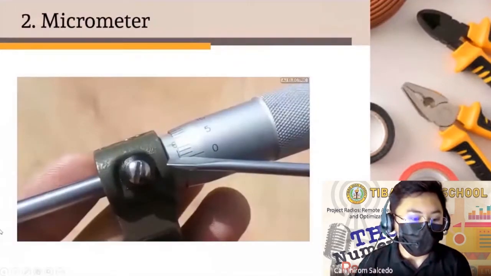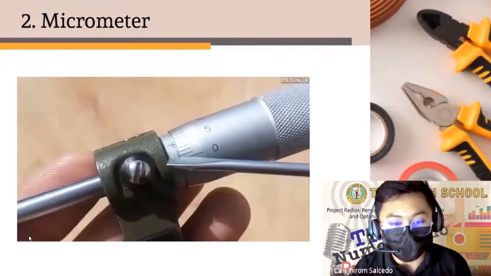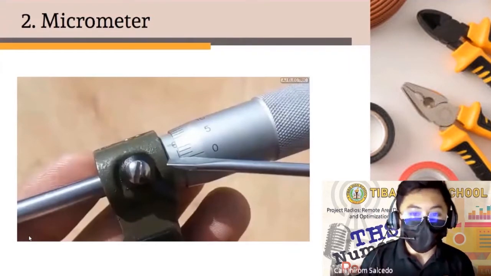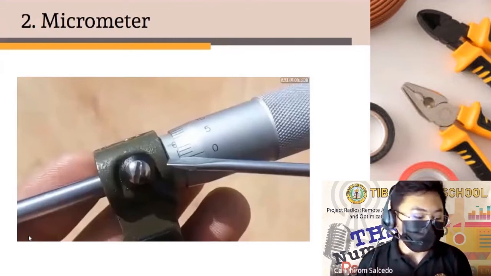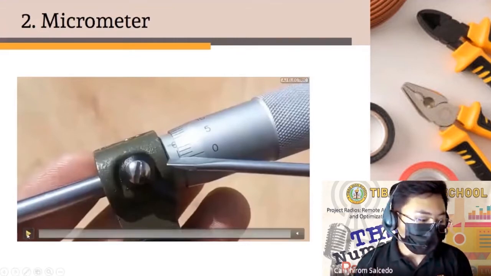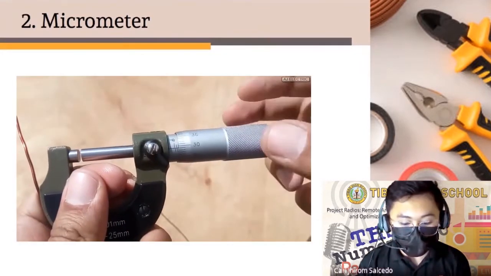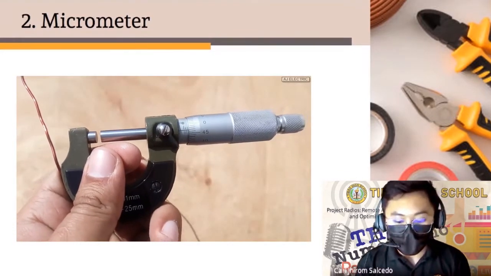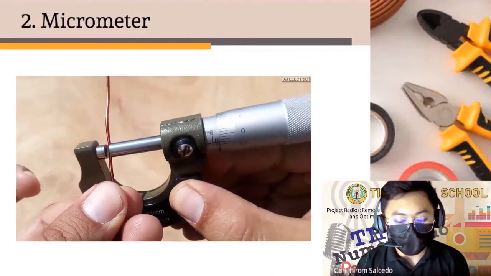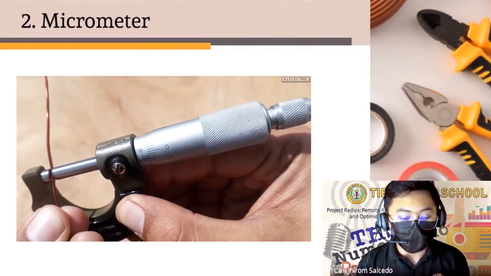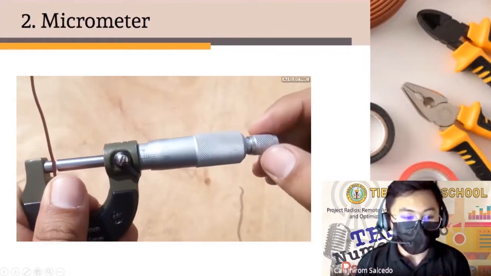Panoorin natin siya. Sa mga nakikinig sa FB Live, mapapanood nyo ito sa inyong mga screen. Sa mga nakikinig naman sa radyo, sasabihin ko kung anong ginagawa sa video. Okay? Let's play it. Una, i-adjust mo muna yung space kung saan ilalagay yung wire na susukatan mo. Ikot mo lang yung sa dulong bahagi ng micrometer.